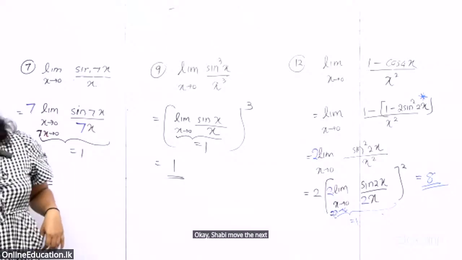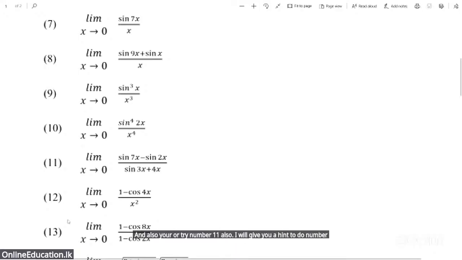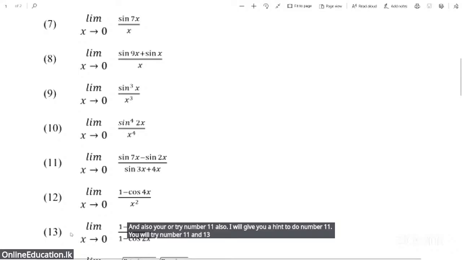Right. Okay. You all do number 8, number 10, and also you will all try number 11. I will give you a hint to do number 11. You will try number 11 and 13 also. I will give you a hint to do 11 and 13.